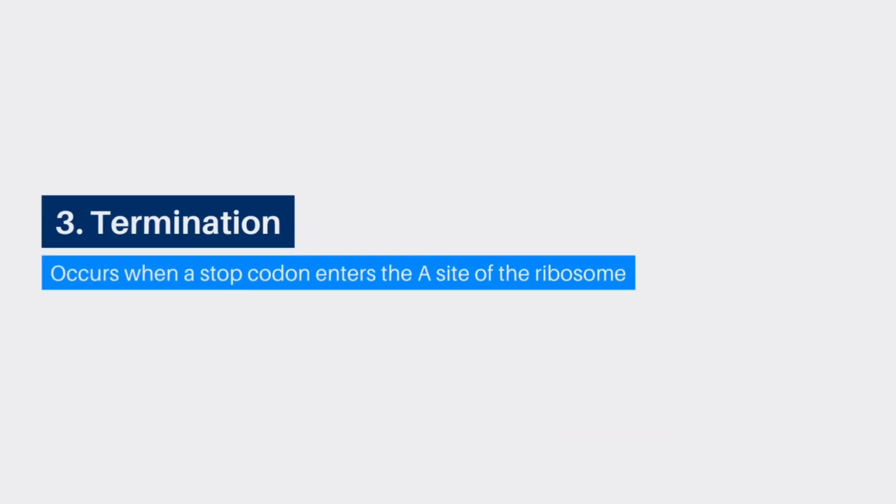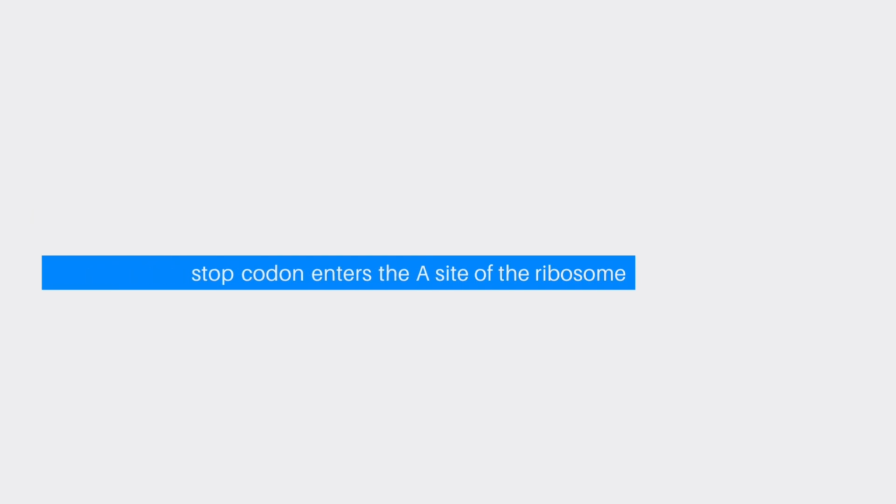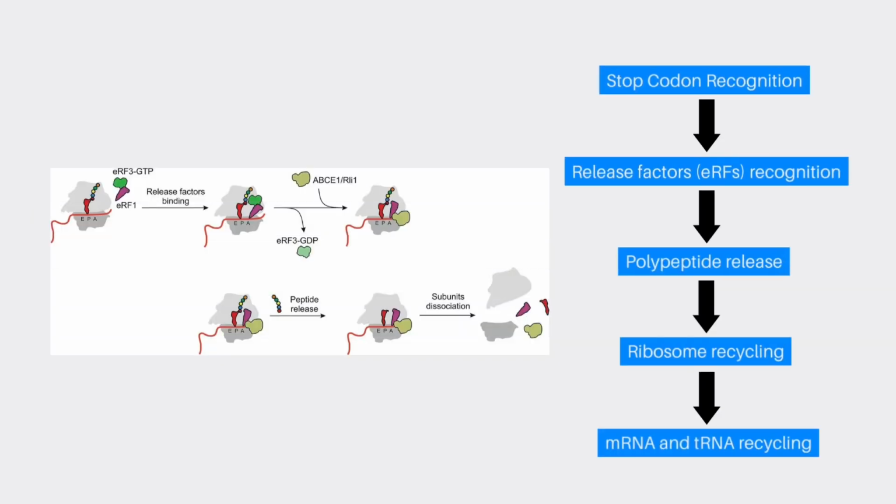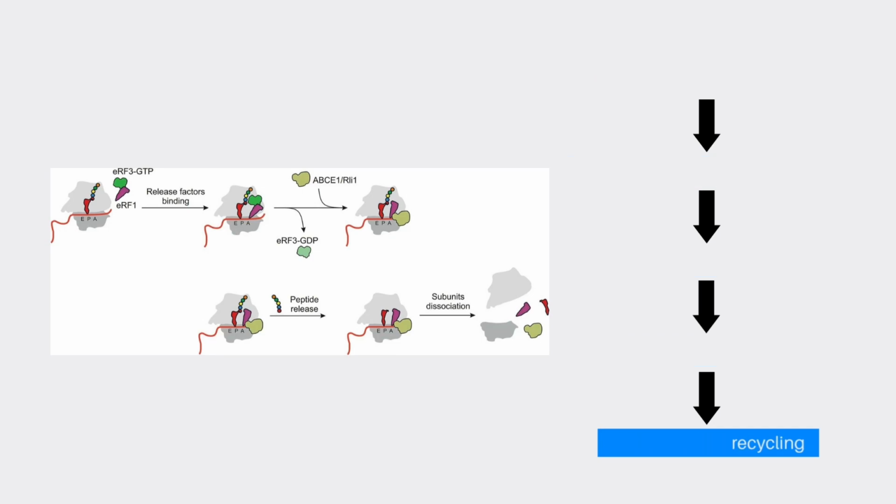Termination occurs when a stop codon enters the A site of the ribosome. Firstly, the stop codon recognition. As the stop codon has been identified, there will be release factor recognition, and the polypeptide is released. Then the ribosome, mRNA and tRNA will be recycled.